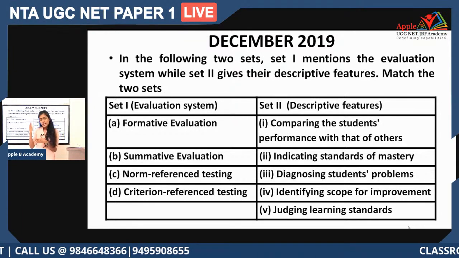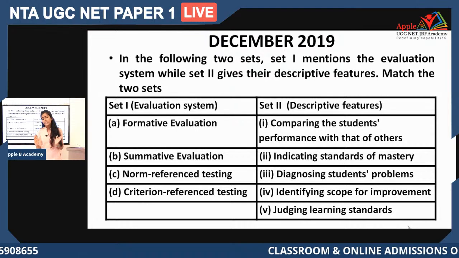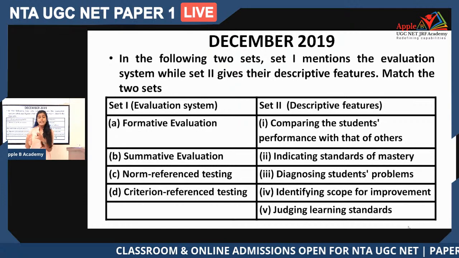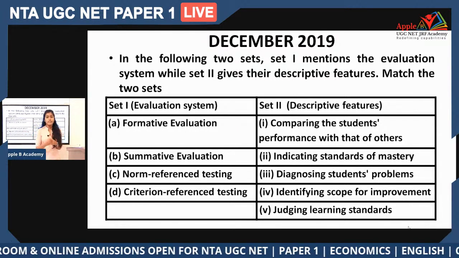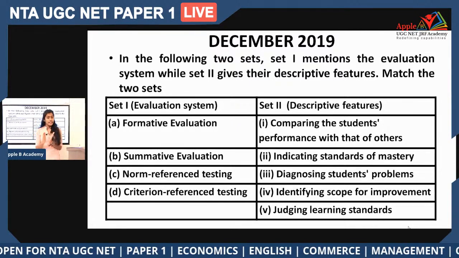So from the options or from set 2, the most appropriate answer that can go with option B is judging learning standards. Basically, by summative evaluation, we are judging the learning standards of each and every student. So B can be connected to 5, judging learning standards.